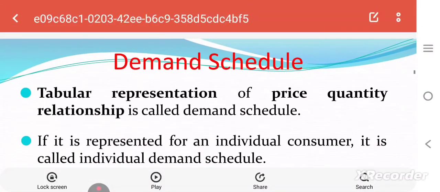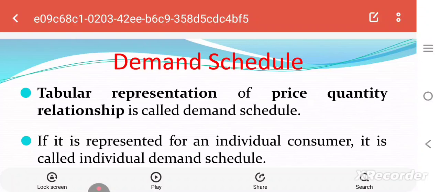Now we are going to learn about the demand schedule. Let us know what the demand schedule is. The demand schedule is nothing but the tabular representation of the price-quantity relationship. Till now we have learned what the price is, what the demand is, what the relationship between them is, what the demand curve is, and how it is represented. It is represented downward from left to right and is known as the negative slope.